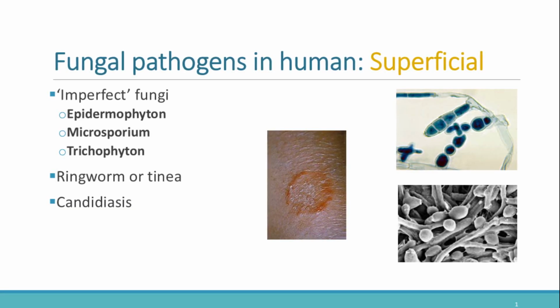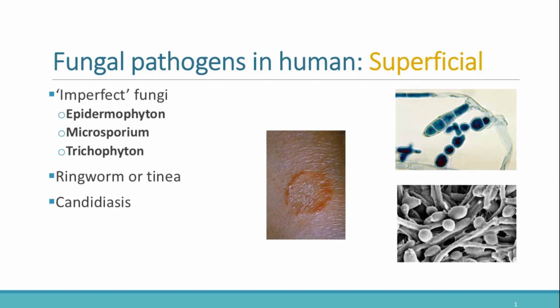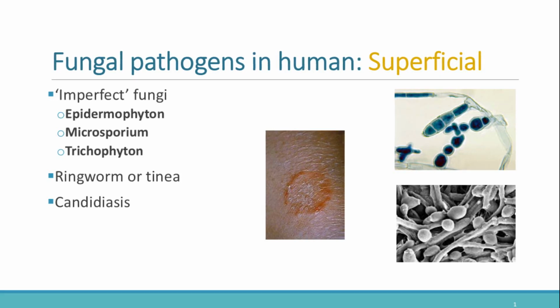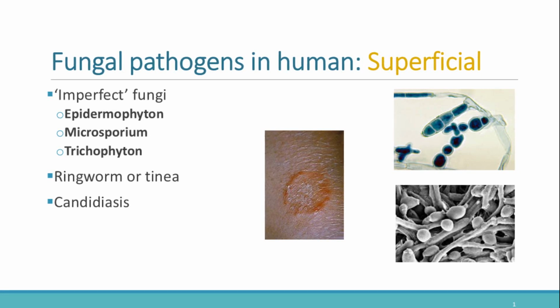Some of these are imperfect fungi because they lack some of the typical characteristics of fungal organisms. And these include epidermophyton, microsporium and trichophyton. The other important group of fungal pathogens are called tinea or ringworms, which form a ring-shaped lesion on skin showing a reddish-pinkish hue at the periphery.